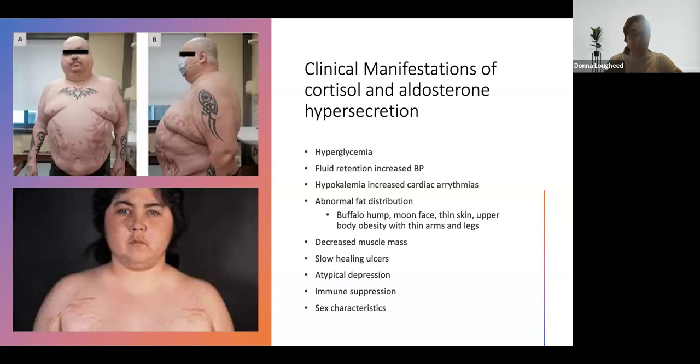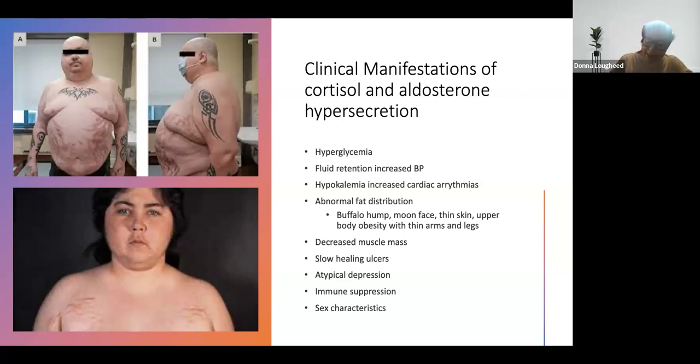That maldistribution of fat and changes in muscle are related to the effect that glucocorticoids have on fat and protein metabolism. Physical features such as an upper body obesity with thin arms and legs, a buffalo hump of fat on the back, round, red, and puffy looking face. It's called a moon face. And you'll see this with people who are given steroids for Crohn's or some other autoimmune disease. And once you pull the steroids off of them, they go back to looking normal. They're thin, easily bruised, with slow healing skin and ulcers. This all supports the diagnosis of Cushing's syndrome.